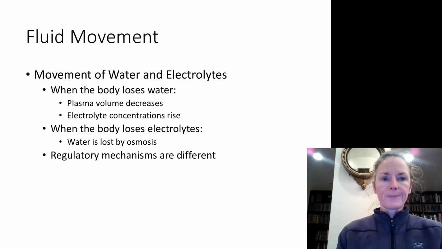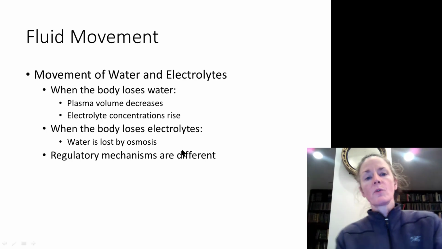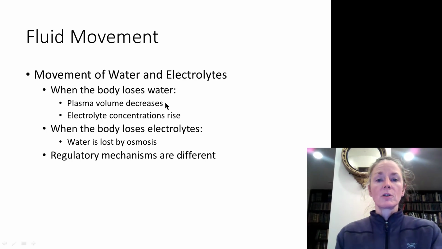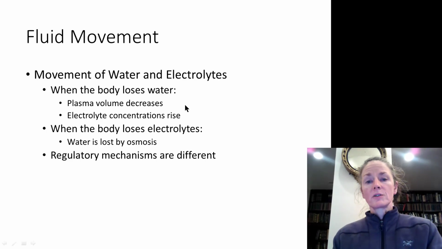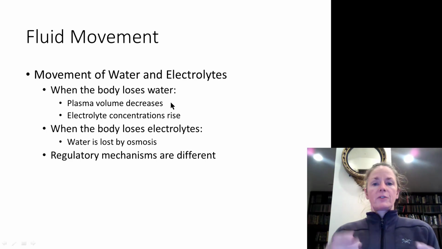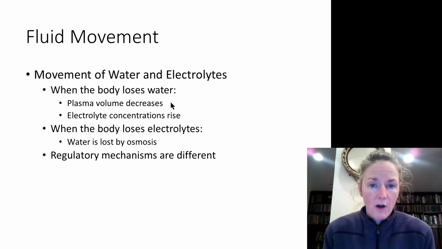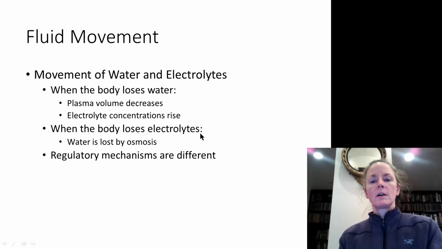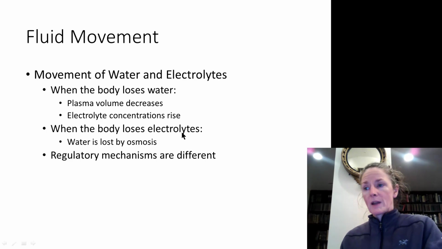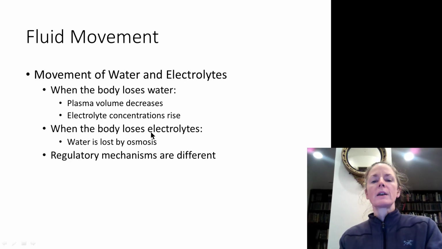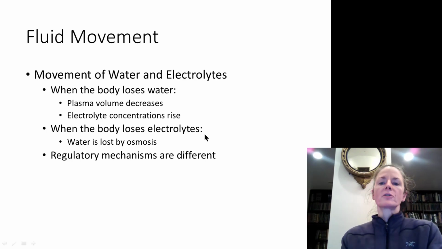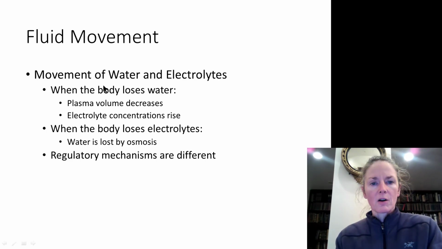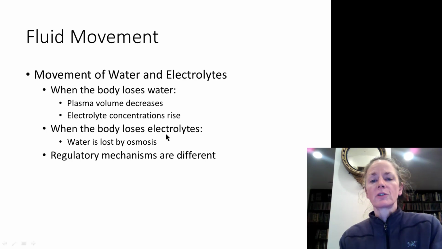All right, now we can look at the movements of water and electrolytes. So when the plasma volume decreases, the electrolyte concentrations will rise by virtue of the fact that we have the same number of electrolytes we started with, now in a smaller volume. And when the body loses electrolytes but doesn't lose water, then the electrolyte concentrations will decrease because we put them now in a larger volume of water. But typically when the body loses electrolytes, water will follow and is lost by osmosis in most of the systems. So we will have different regulatory mechanisms that are going to monitor the losses of water versus the loss of electrolytes.